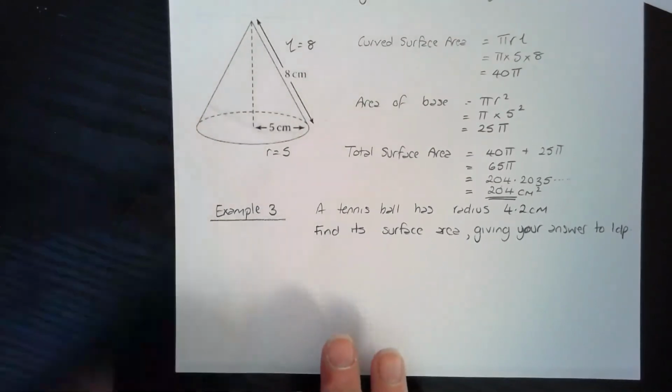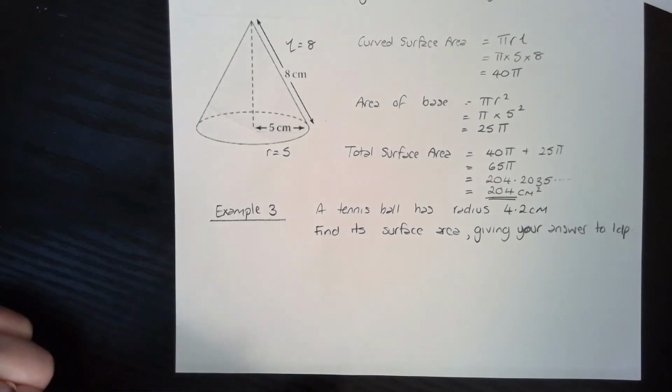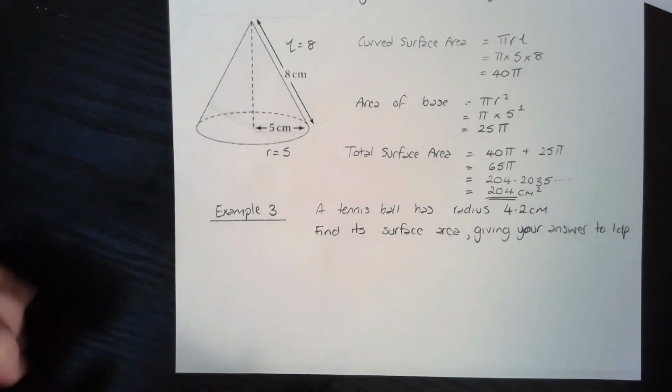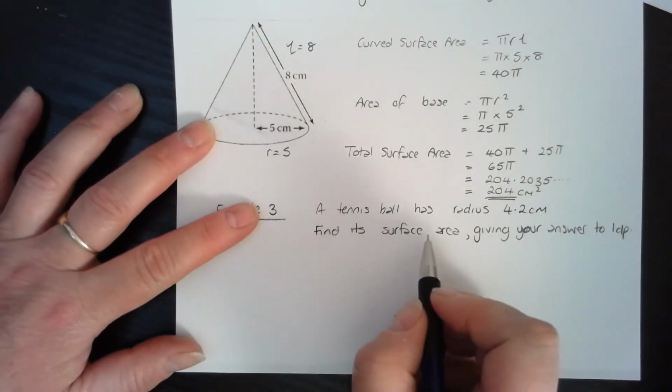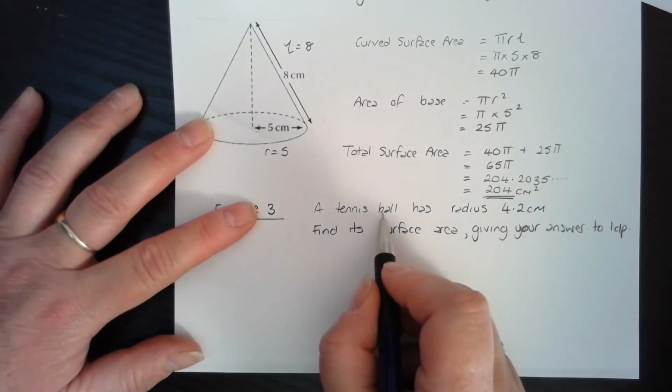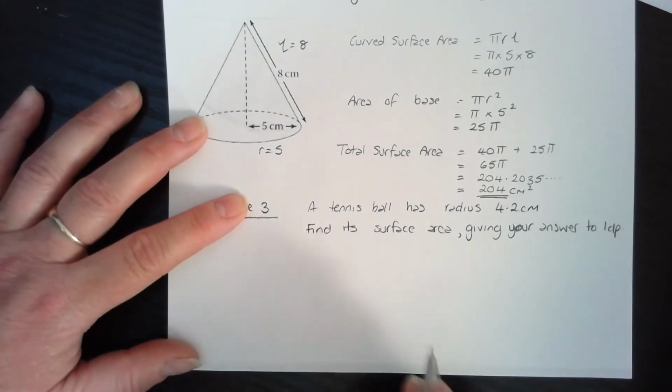And our last one, it's that tennis ball again. So a tennis ball, that's a sphere, has a radius of 4.2 centimetres. We need to find its surface area. It doesn't say sphere anywhere in the question, so you need to recognise that we're talking about a ball. It's the same as we're going to be using the formulas for a sphere.